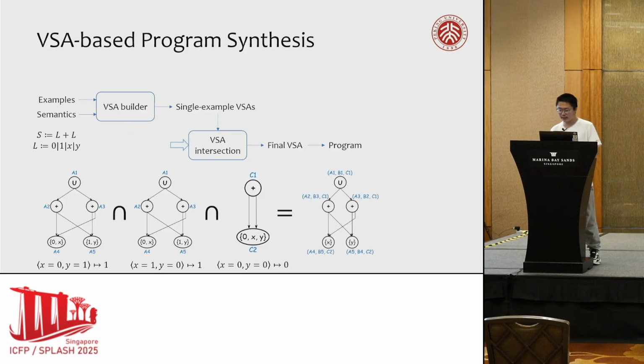Then, these VSAs are intersected together to get a final VSA. The essence of VSA intersection is the intersection of program spaces. After intersection, we will get a final VSA whose program space has programs in all simple example program spaces. Finally, a program from the program space of the root node of the final VSA is extracted as the synthesis result. In this example, x plus y and y plus x is the result program.